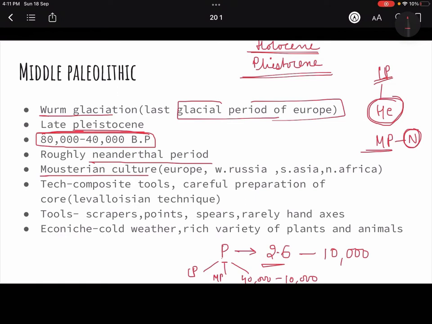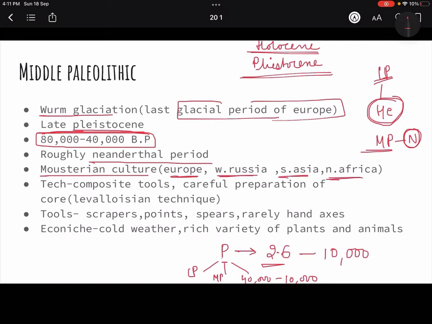So Mousterian culture, these are all European names, so you might not resonate with them. That's okay, but you just need to keep that in mind. All the names that we are going to read today and after this would basically be European names, because that is the place where most of these cultures existed. So Mousterian culture was present in Europe, West Russia, South Asia and North Africa.